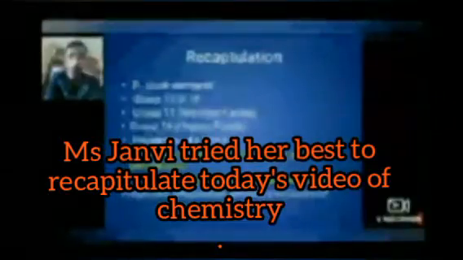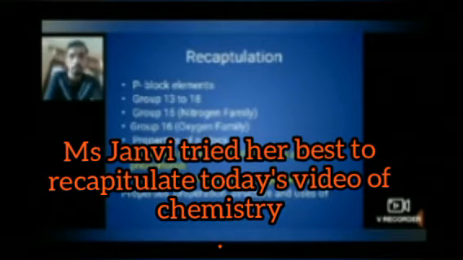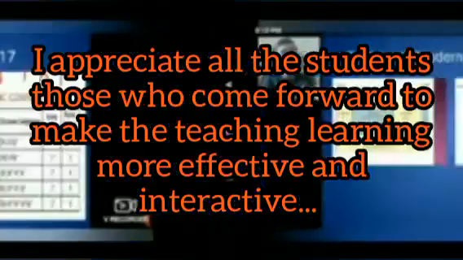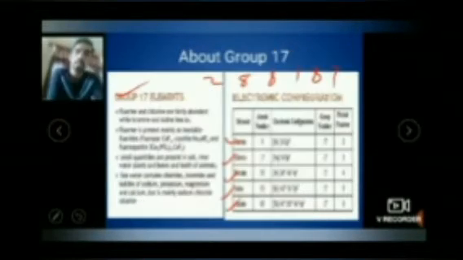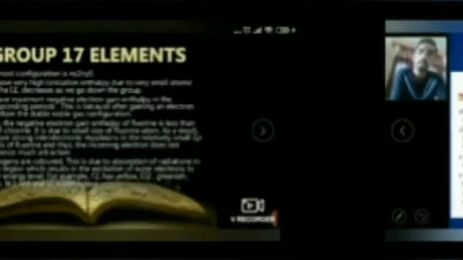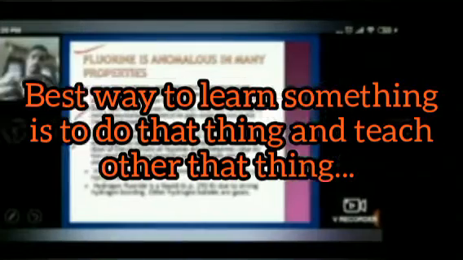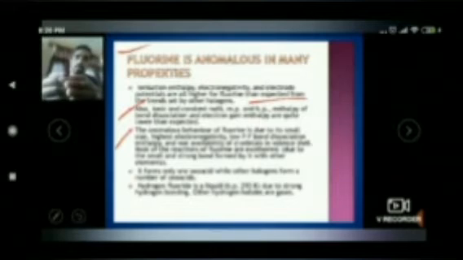So in the very first video you recapitulated all the topics which we have studied in P block elements, and today's topic was group 17. So first of all, we have learned about the position in the modern periodic table. Then we have studied the group 17 and its electronic configuration, which is 2, 8, 8, 18 and 32. After that we have studied the chemical properties of group 17 elements, and after that the anomalous properties of fluorine, which is very important.